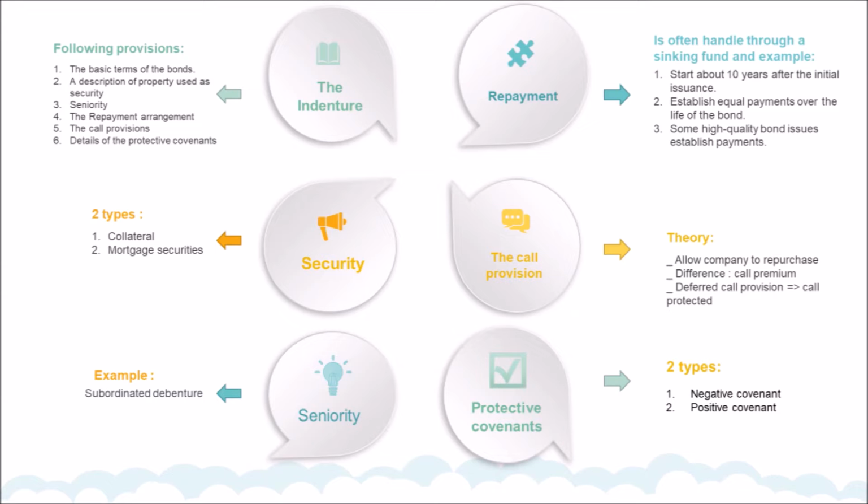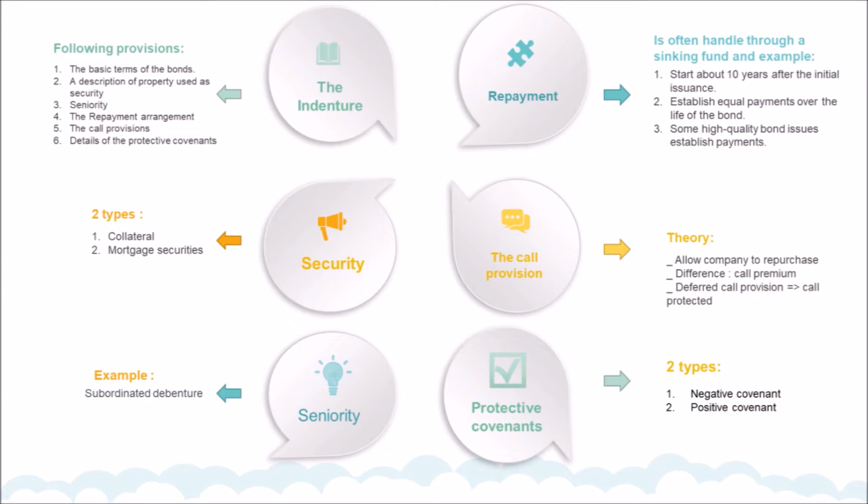The difference between the call price and the state value is the call premium, and we have a default contribution during the period of prohibition. The bond is said to be protected. And finally, we have protective covenants. A protective covenant is in the indenture loan agreement, and we have two types.